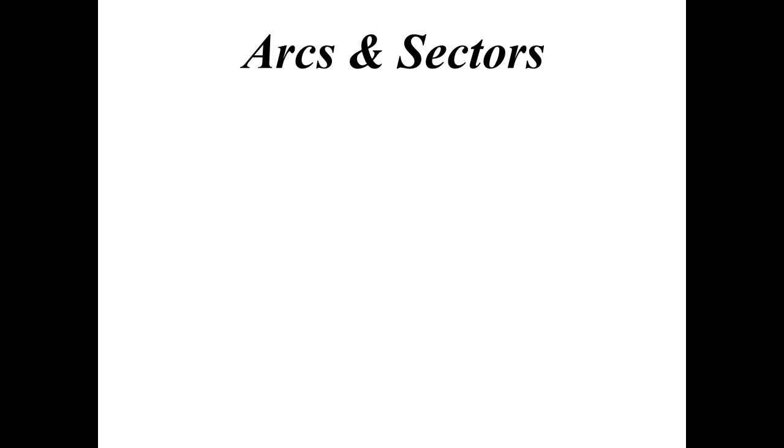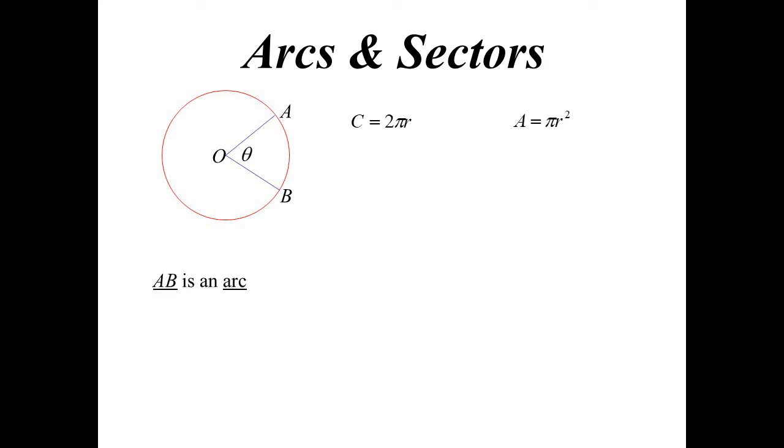So today we're just going to look at this idea of arcs of a circle and sectors of a circle. We know, of course, circumference is 2 pi r, and the area is pi r squared. These are things we know. And that's great if it's a complete circle. But let's say we just want a piece of the circle. So I've just created what we call an arc.